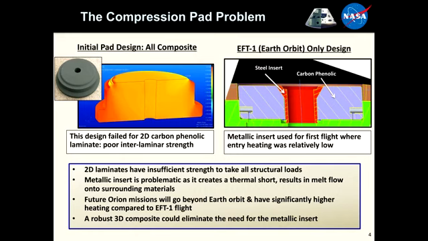And so for the Earth orbit only design, that first flight test, what was developed here was a metallic steel insert in the compression pad to help carry those structural loads.